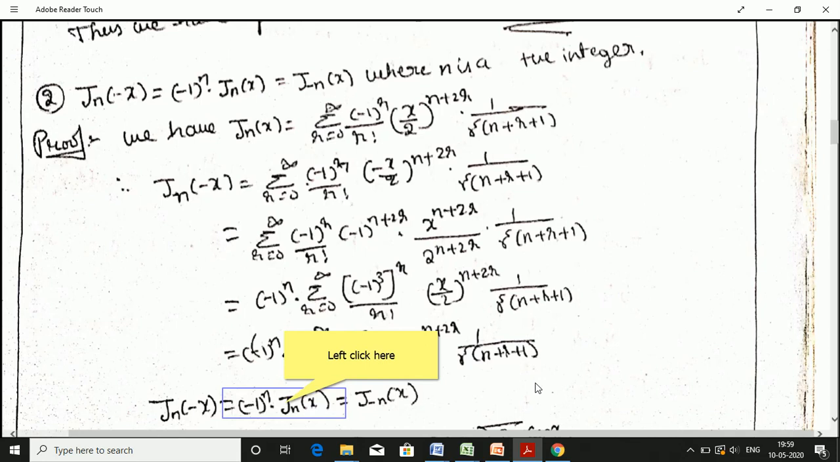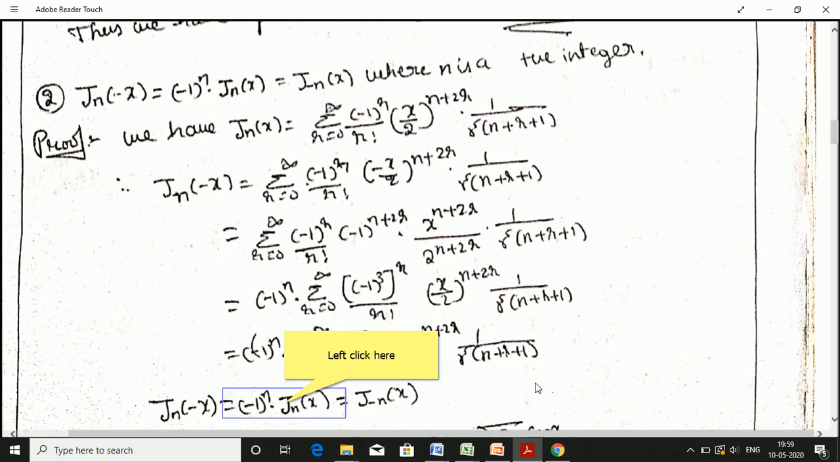Sigma r equal to 0 to infinity minus 1 power r divided by r factorial into, I am replacing x by minus x by 2 to the power of n plus 2r into 1 over gamma of n plus r plus 1. Summation r equal to 0 to infinity minus 1 power r divided by r factorial into, I am splitting this as minus 1 to the power of n plus 2r into x by 2 to the power of n plus 2r, or else x to the power of n plus 2r divided by 2 to the power of n plus 2r into 1 over gamma of n plus r plus 1. Minus 1 power n, I am taking that outside. Sigma r equal to 0 to infinity.